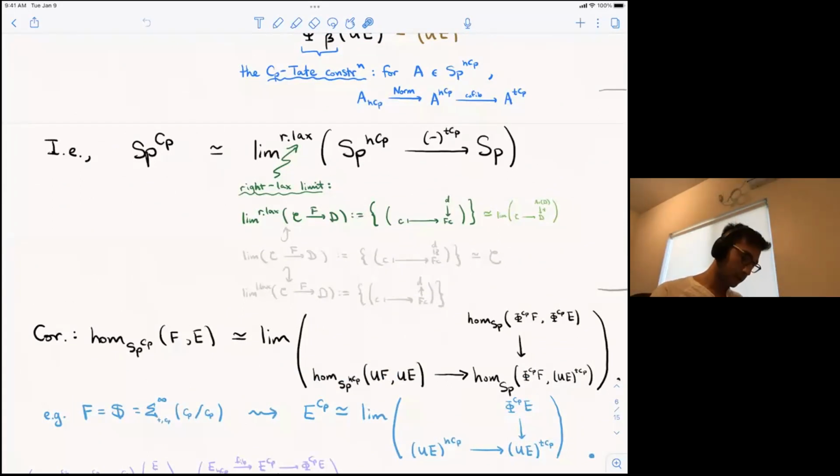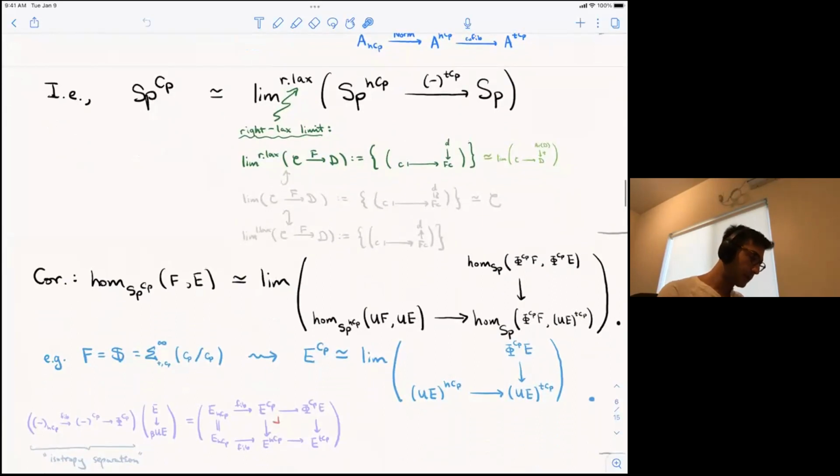So if you unpack that, in this case, you'll see that Homs of C_p spectra from say F to E is a pullback like this. So it's a Hom in homotopy C_p spectra, and then two different Homs in spectra involving various different pieces of the data that F and E are being recorded by. They're the geometric fixed points, and then the underlying spectrum, but then also the Tate C_p construction of that.